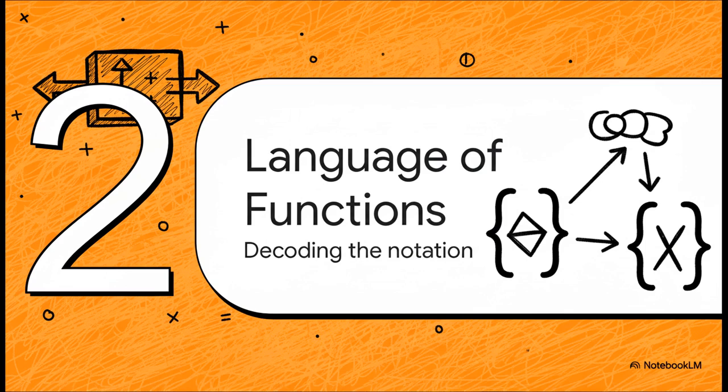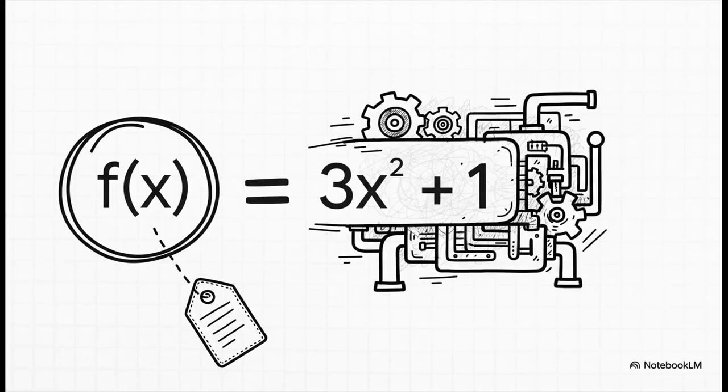Okay, so we've got the basic idea down, right? Input, rule, output. Now let's learn how to speak the language, because functions have their own special notation, and we're going to decode it right now. So for this whole explainer, we're going to stick with just one example rule to keep things simple. And it looks like this. Now, how do you even say that out loud? You'd say f of x equals 3x squared plus 1.